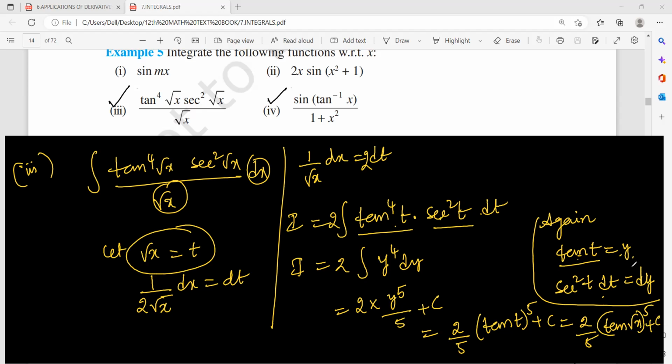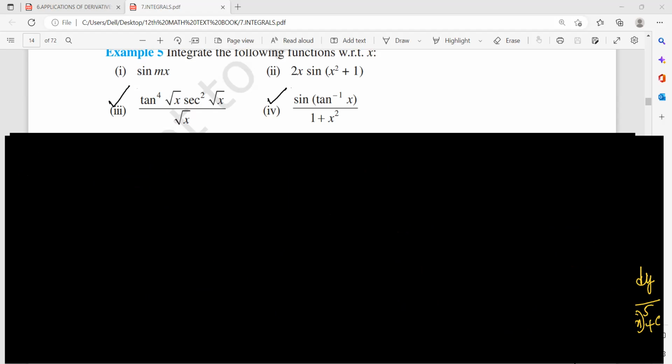But instead of this, this is one way. More conveniently, what we can do: I thought you could take something common, but that won't work. So what you can do is first take tan root x as t. You understand?